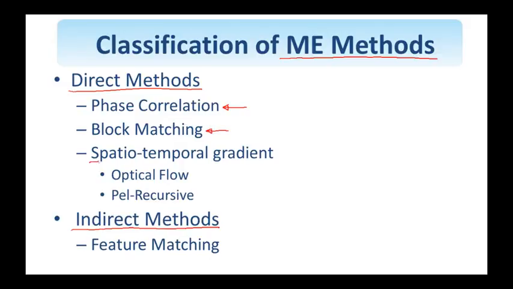Then there are the methods that compute the spatial and temporal gradients in the scene, and they come in under two names. The traditional name here is optical flow algorithm. It gives us the optical flow equation, which I can use to find the motion, and then pel-recursive methods, which also estimate the optical flow, but in such a way so as to allow recursive computability of the vector field. Within indirect methods, I first find the features in the two frames and I match the features directly, which of course will result in an estimation of the motion.